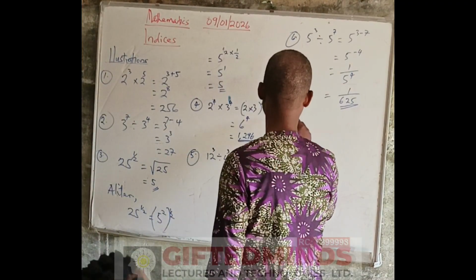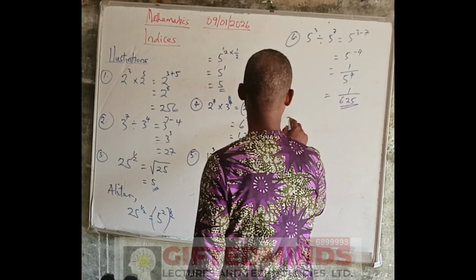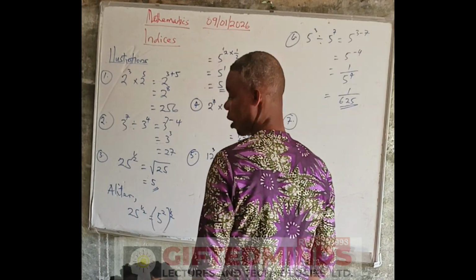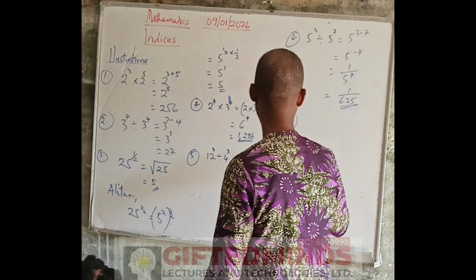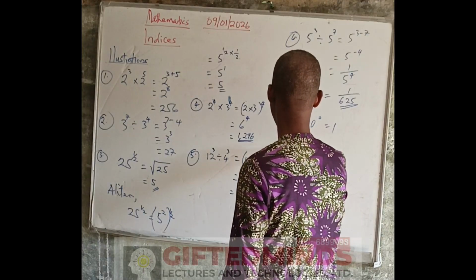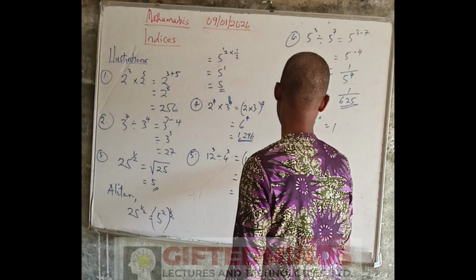The next one tells you that any number raised to the power 0 is 1. So we have taken care of that one. Let's move. Say 10 raised to the power 0, what is 10 raised to the power 0? 1.